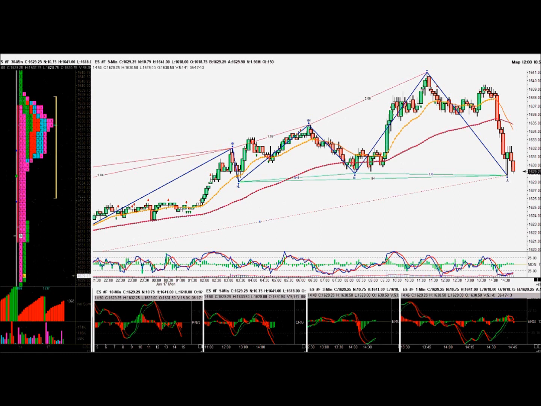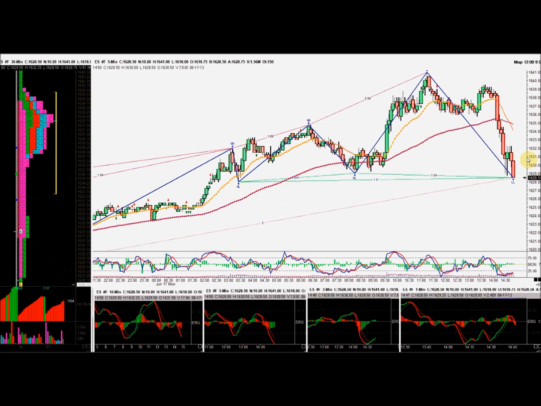If we go down to 1628.50, I'm going to go ahead and move my stop down. So I'm going to kind of get ready. I'm going to move my stop down to 31.50, which is this area right here. So 28.50, I'm going to move it to 31.50.